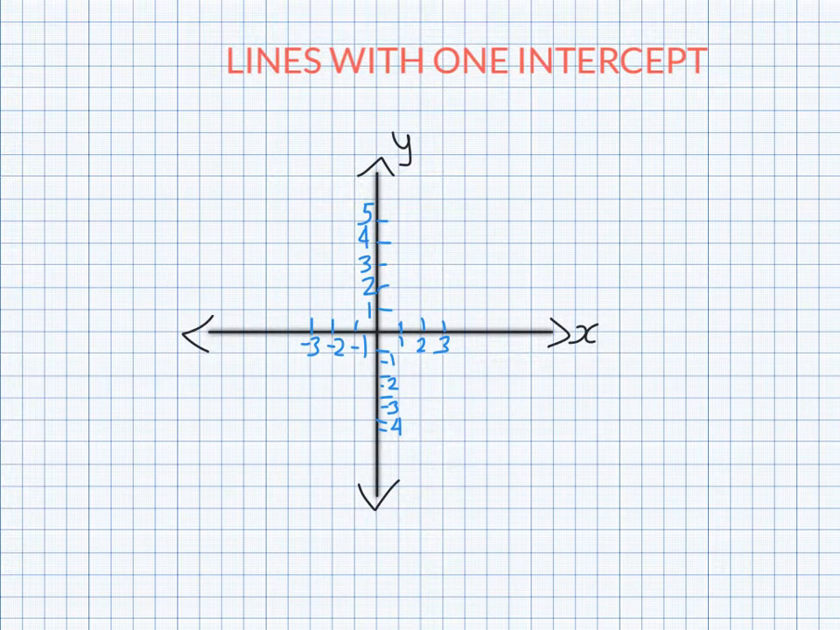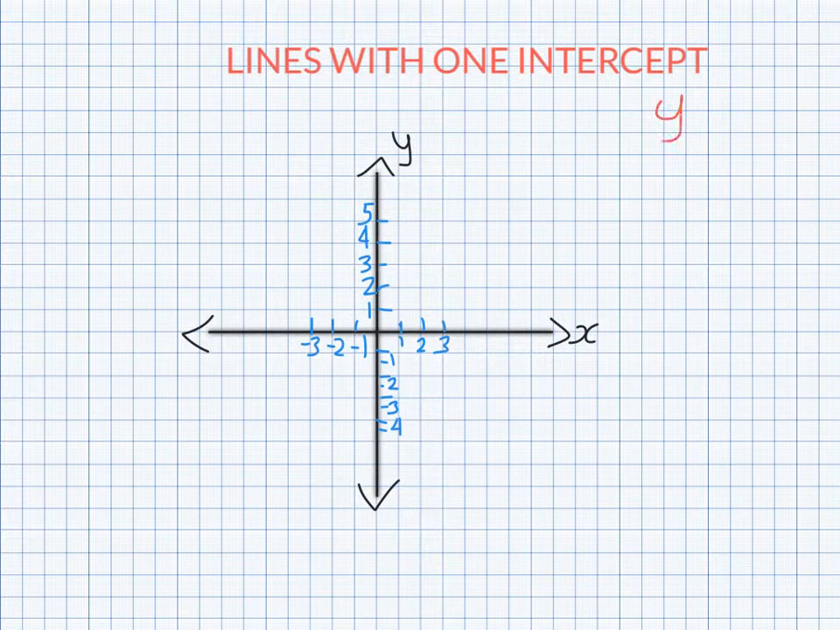Thank you so much for tuning into this video on lines with one intercept. Now we better go through this because the method we went through last time, finding the x and y intercept and then plotting them, won't always work. Not every line has both an x and a y intercept. Sometimes the x and y intercept is the same point. Let's look at an example.